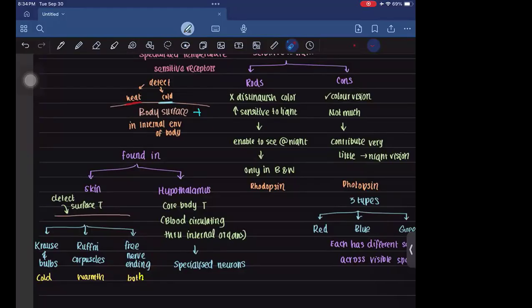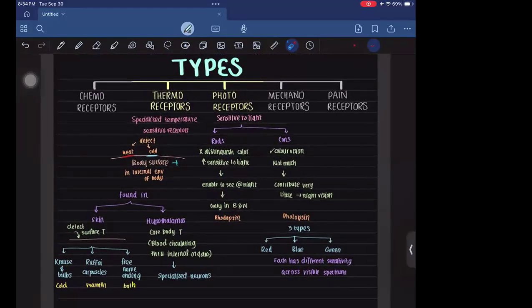Okay, so once again, thermoreceptors are what? They are specialized temperature sensitive receptors. What will they be detecting? They'll be detecting heat and cold on your body surface as well as the internal environment of your body, your core body temperature. So where are they found? They are found in two locations. They are found in your skin as well as in your hypothalamus in your brain. Okay, so can you remember where hypothalamus is? Below the thalamus, below and in front of the thalamus. Okay, so the ones which are present in your skin, they are responsible for detecting the surface temperature, and the ones which are present in the hypothalamus, they will be detecting the core body temperature.